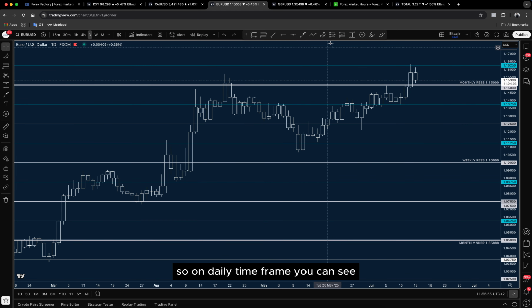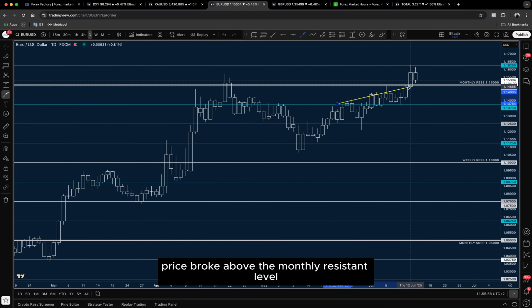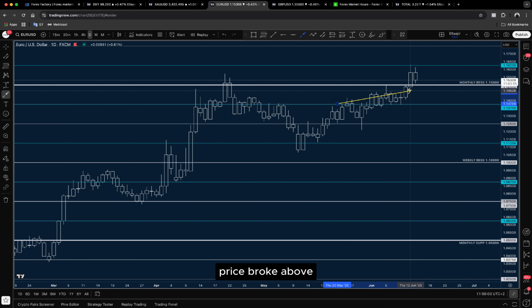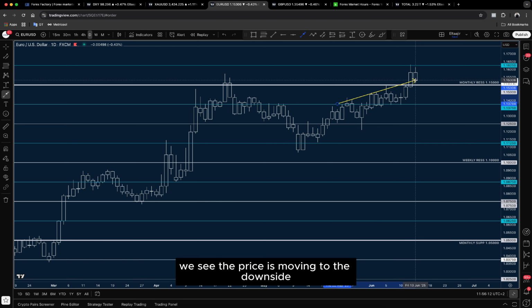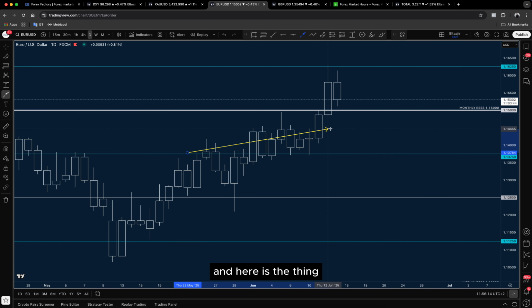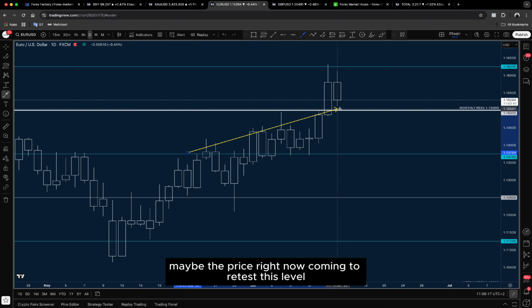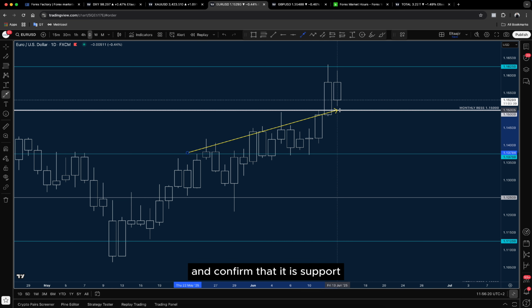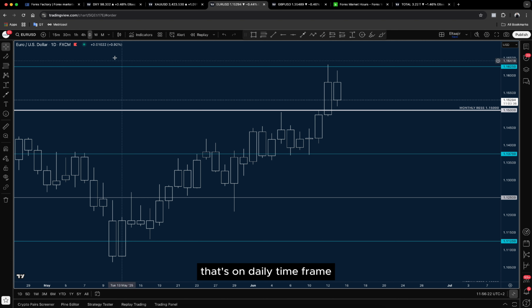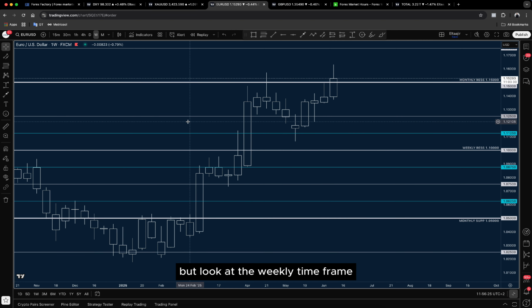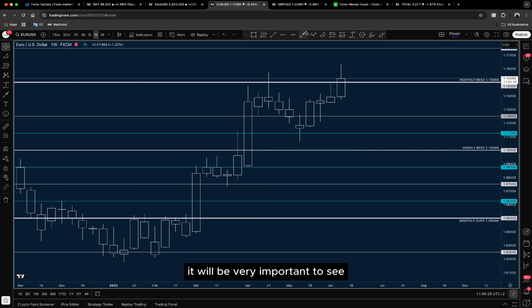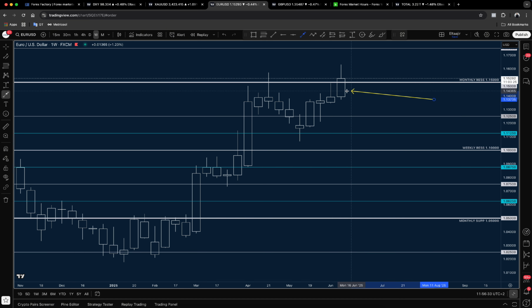But just one thing from here. On the daily time frame, you can see price broke above the monthly resistance level, which is also a very strong psychological level. It's 1.15. Price broke above and it found a strong resistance here. And since then, which is today, we see the price is moving to the downside. And here is the thing. Maybe the price right now is coming to retest this level and confirm that it is support. That's on the daily time frame. But look at the weekly time frame. It will be very important to see how this weekly candle is going to close.